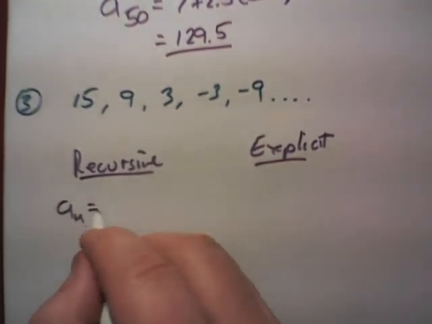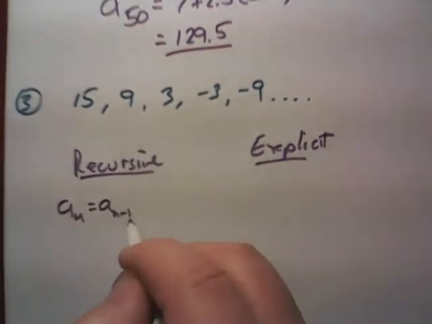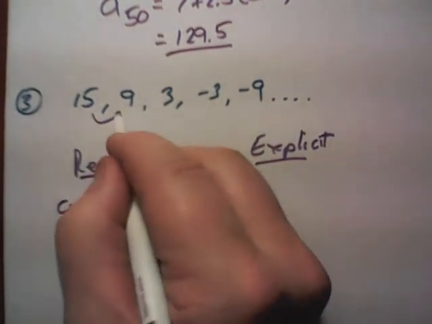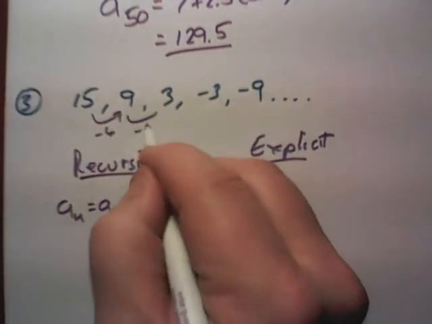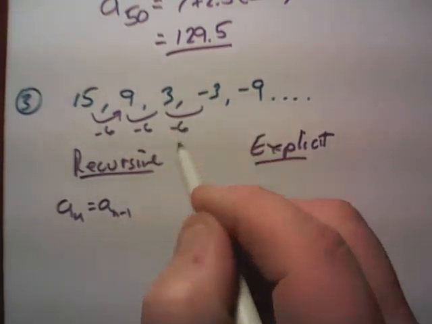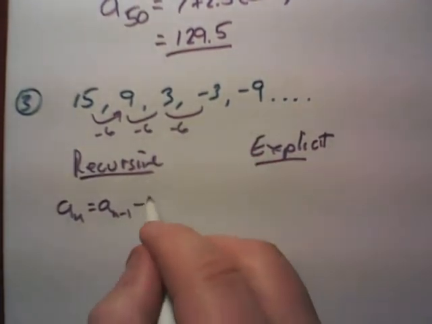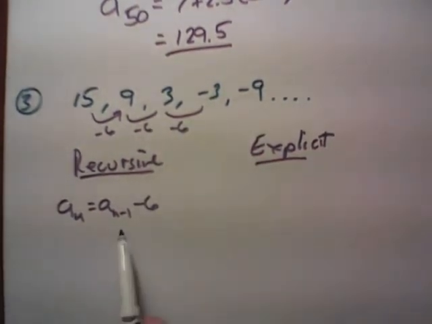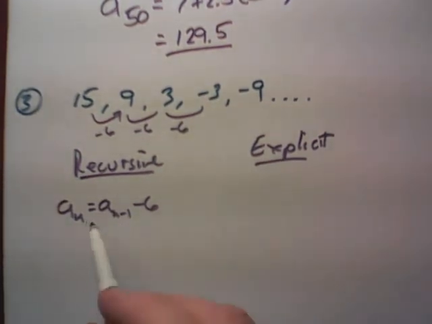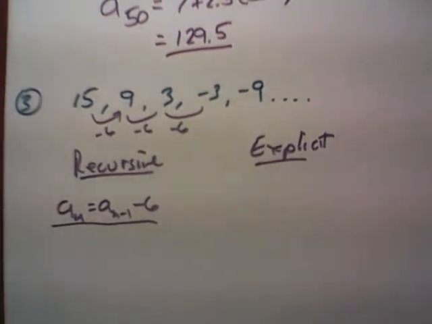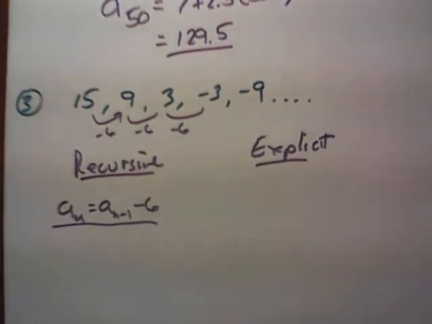The recursive formula is going to be a sub n equals the previous term, which is a sub n minus 1. But if you notice on this example, we subtract 6 each time. So the common difference is negative 6. So we're going to start with the previous term and subtract 6. This is an example of the recursive formula. We're going to use the recursive formula more in future lessons.